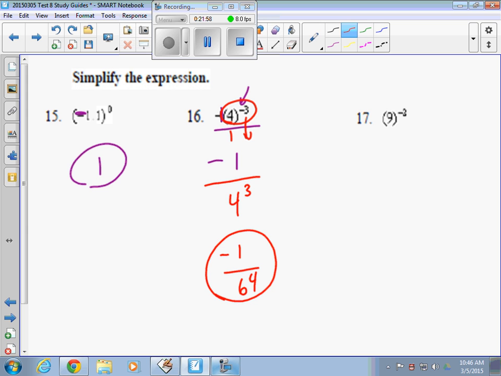9 to the -2, it rides the elevator down. 1 stays up top, 9 comes down, it comes to the +2, 1 over 81.